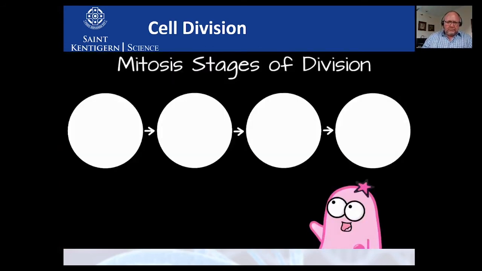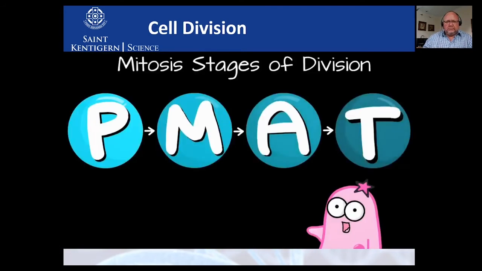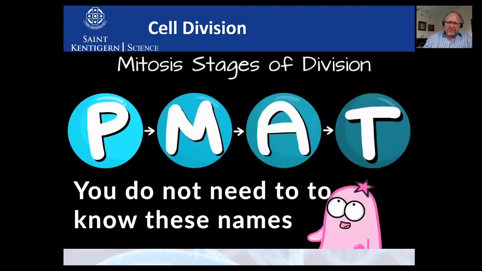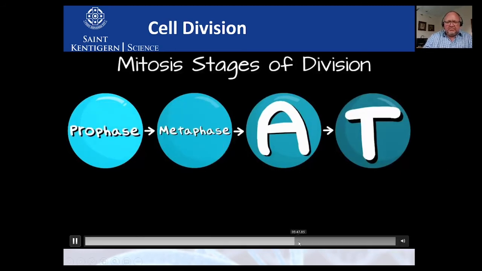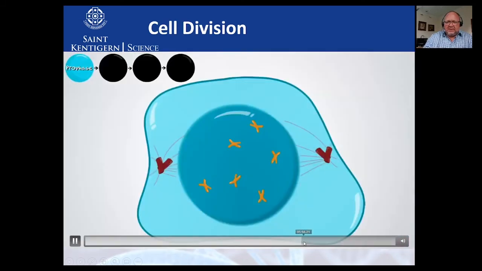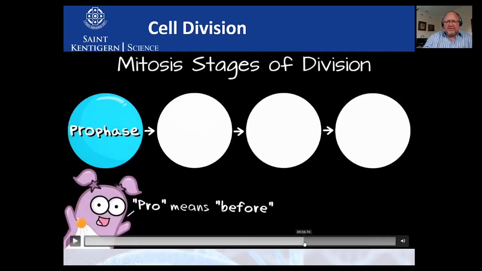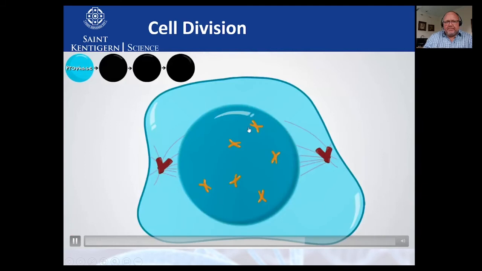Okay, so now we can get right into mitosis. I like to tell students to remember PMAT. It's a little acronym that helps you remember the stages in order. The P is for prophase, the M is for metaphase, A is for anaphase, and T is for telophase.